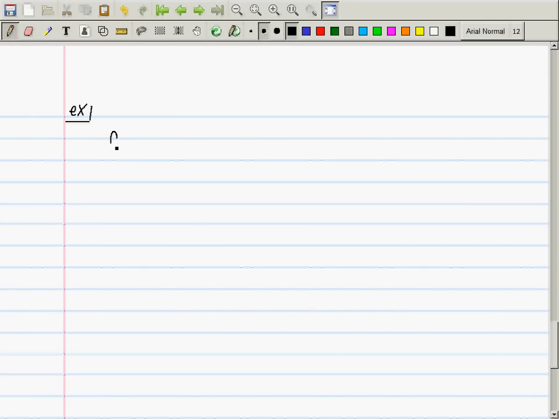Okay, so then the antiderivative of, how about, the integral from negative 2 to 4 of x squared multiplied by x cubed plus 8 squared dx.